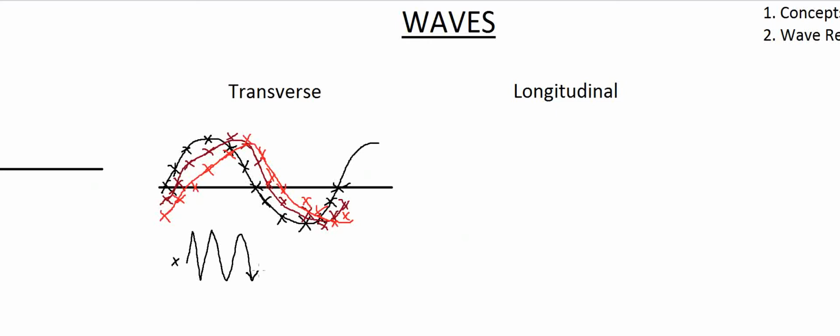So when a wave is moving to the right, it means that on the upslope the particles are moving down, and on the downslope they are moving up. And if it's moving left, it's the other direction.